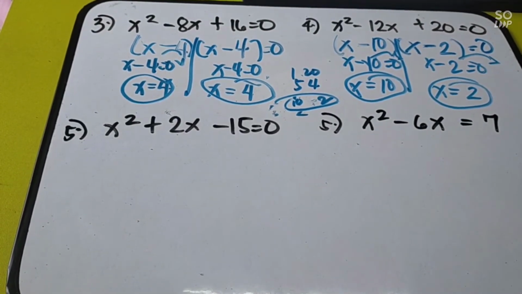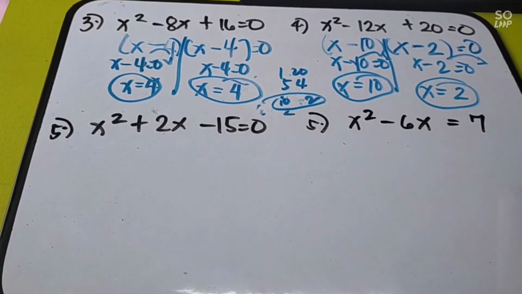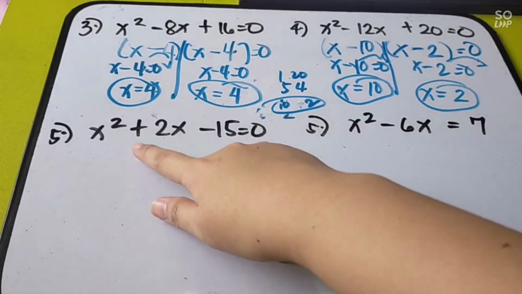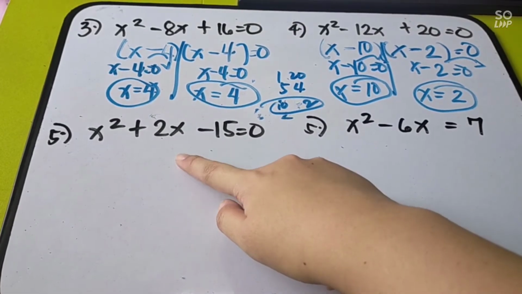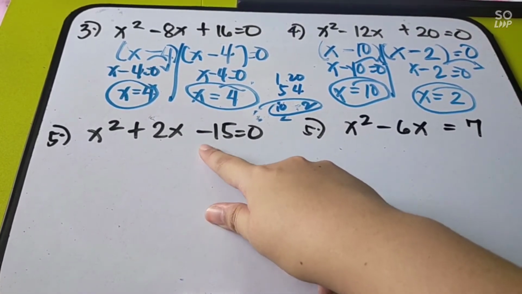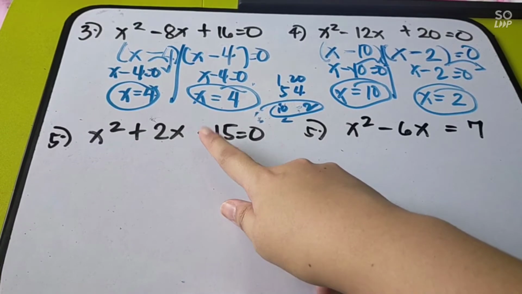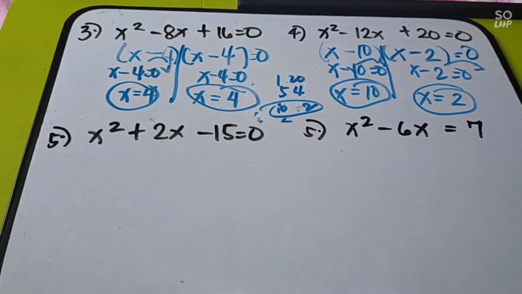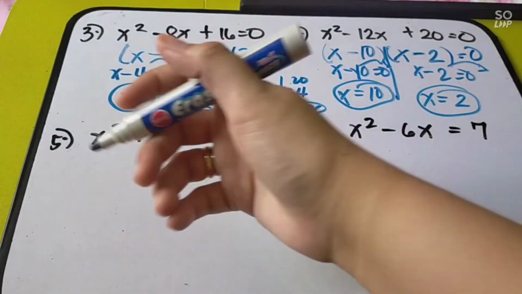As you can see, sa 5 and 6, di ba, magkaiba sila? Sa number 5 muna pala. So, as you can see, in number 5, ang negative mo ay nandito sa kabilang side, nasa constant term. Kapag nasa constant term ang negative mo, kailangan ang factors mo ay isang positive at isang negative. Okay?